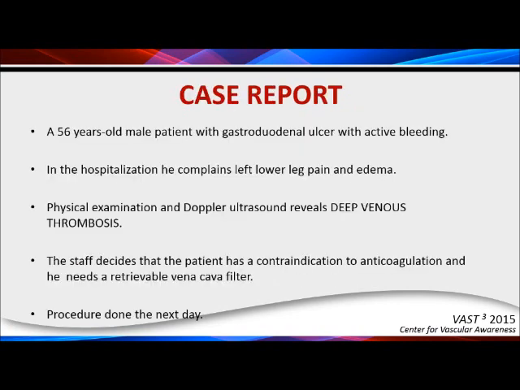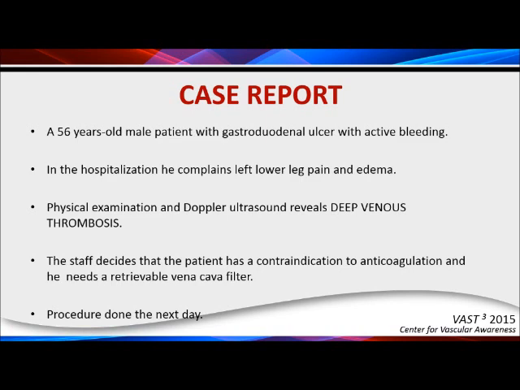It's a 56-year-old male patient with gastroduodenal ulcer with active bleeding. During the hospitalization, he complains of left lower leg pain and edema. The physical examination and Doppler ultrasound reveal deep venous thrombosis. The staff decided the patient has a contraindication to any anticoagulation and he needs a retrievable Vena Cava filter.